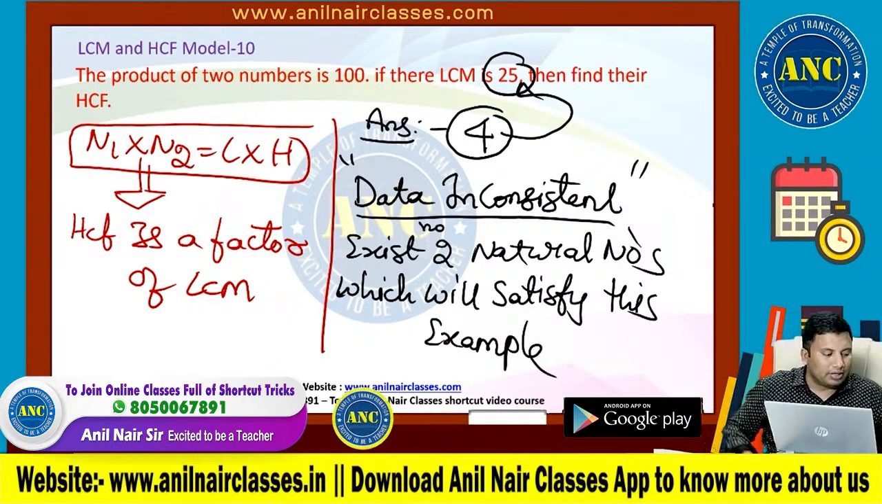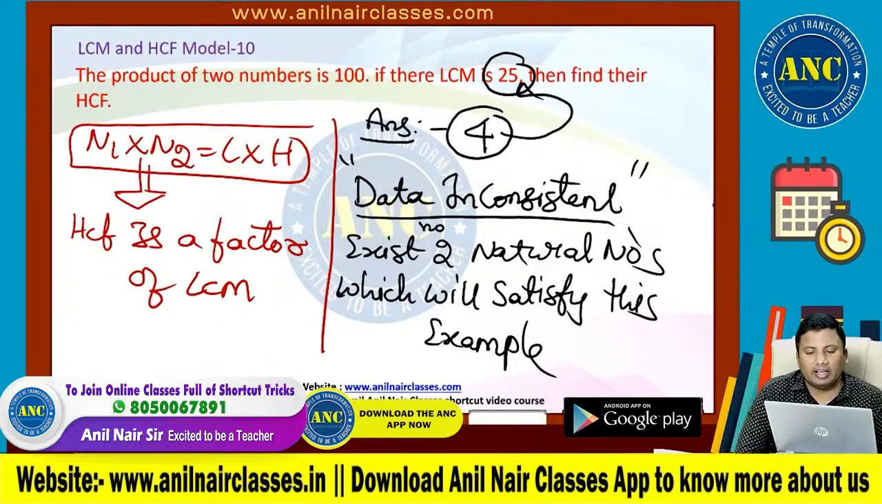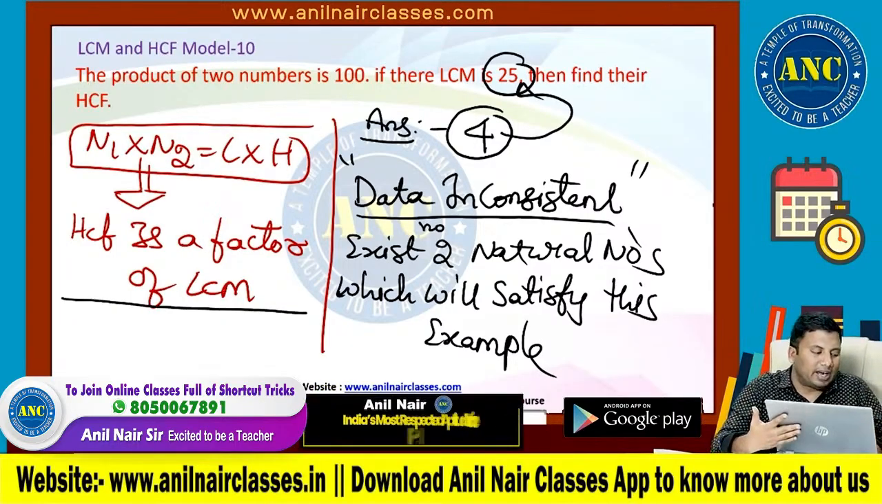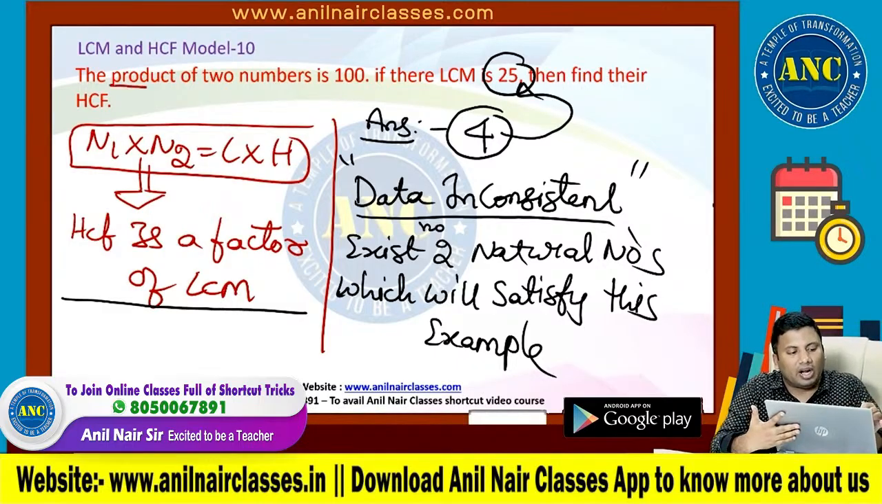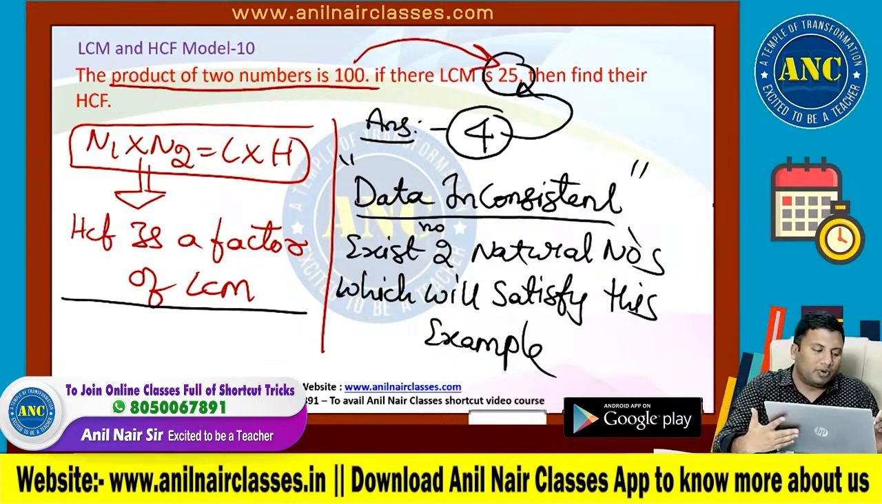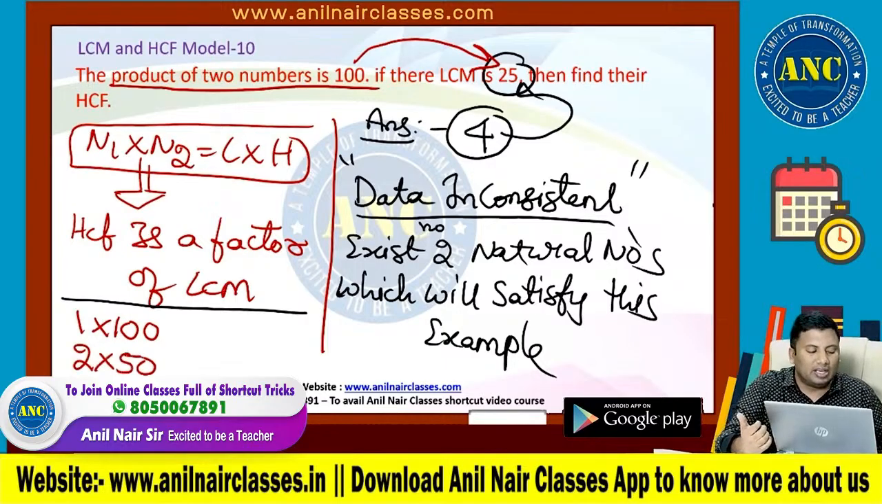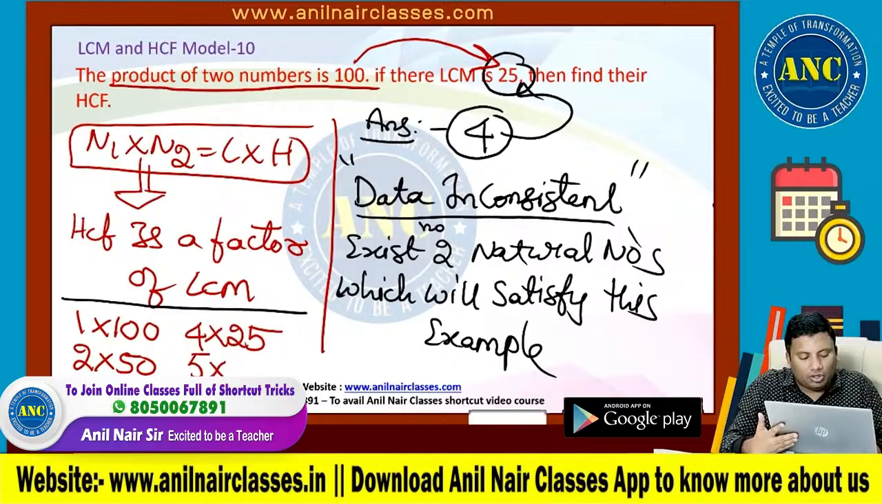Right? Now see, data inconsistency. Why will it be data inconsistent? There cannot be two natural numbers whose product is 100 and LCM is 25. If I take 1 into 100, LCM cannot be 25. 2 into 50, LCM cannot be 25. 4 into 25, it cannot be 25. 5 into 20, it cannot be 25. 10 into 10, it cannot be 25.